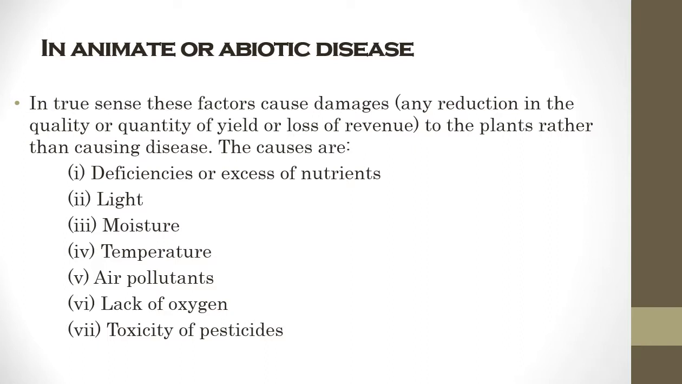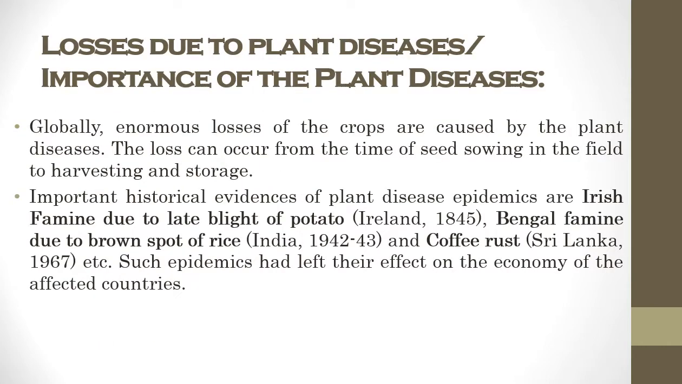Due to biotic and abiotic causes, yield can be reduced, and the quality and quantity of the crop can also be reduced. Losses due to plant diseases, or what is the importance of plant diseases? Globally, an enormous amount of crop losses are caused by plant diseases. As already told, due to biotic and abiotic factors, crop losses may happen. If you look into the historical evidence, a few diseases have great importance in the history of plant pathology. Coming to the first one, the Irish famine, which was due to late blight of potato. Actually, it is a fungal disease caused by Phytophthora infestans, which happened in Ireland in the year 1845.